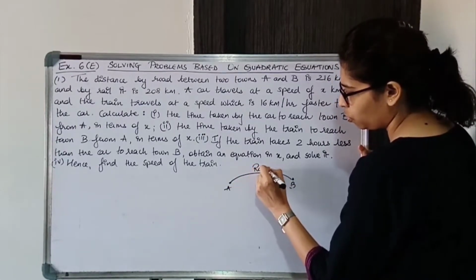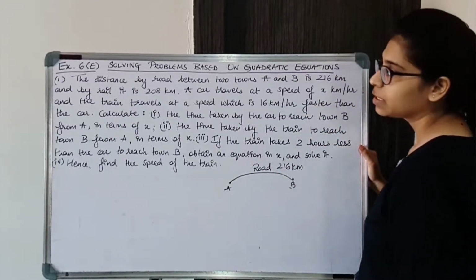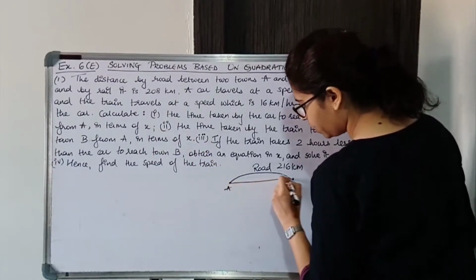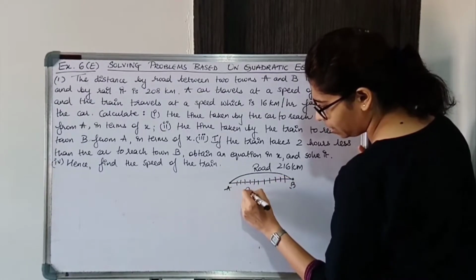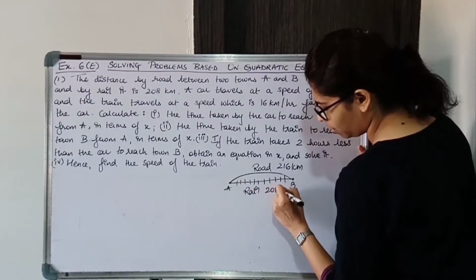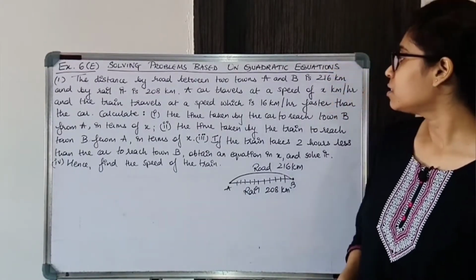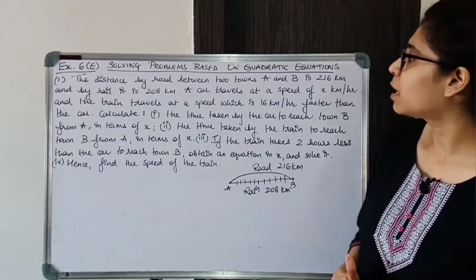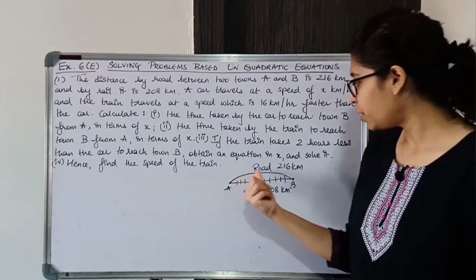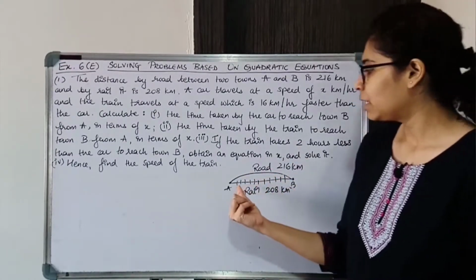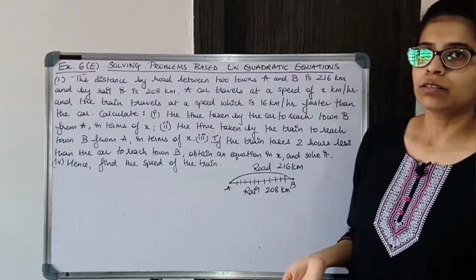There is a road going and the road is 216 km. The other is rail, that is 208 km. The distance is less by rail, 208 km. Now there is a car traveling at a speed of x km per hour and a train traveling at a speed of 16 km per hour faster than the car. So there is a car going on the road whose speed is x and there is a train going on the rail whose speed is 16 km per hour more than the car.